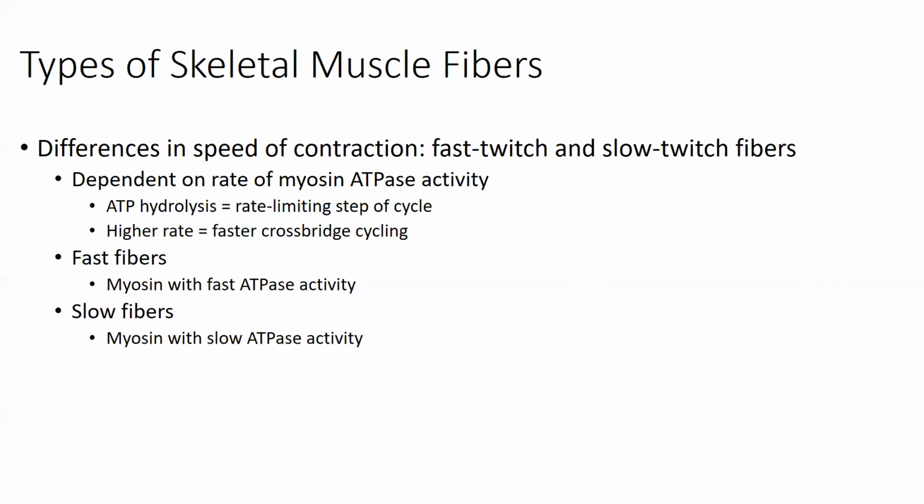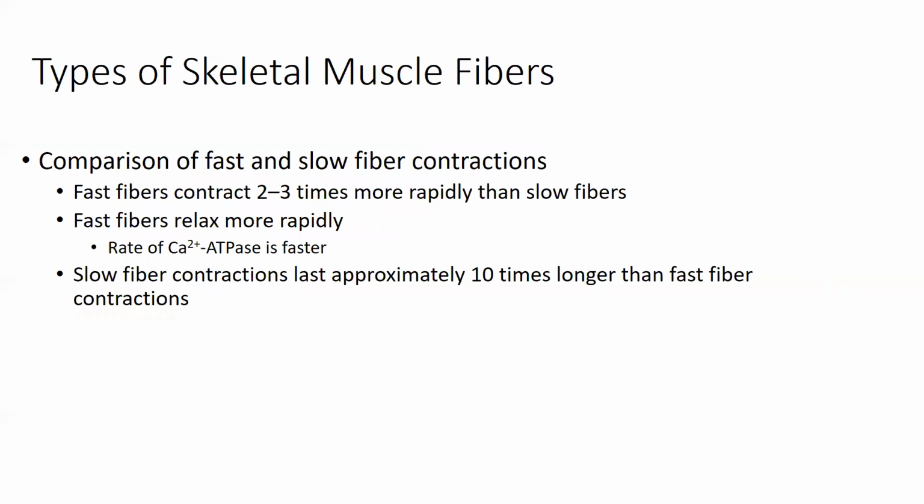Okay, so let me say that again. You have 2 types of myosin head with 2 types of myosin ATPase activity. There's a fast myosin head that contracts rapidly. That's going to be found in your fast twitch muscles. There's a slow myosin head that contracts very slowly. That's going to be found in your slow fibers. Okay. Now, when we compare the fast to the slow fibers, we're going to see 2 things. Fast fibers are going to contract 2 to 3 times more rapidly than your slow fibers do. Okay. So they're going to contract faster.